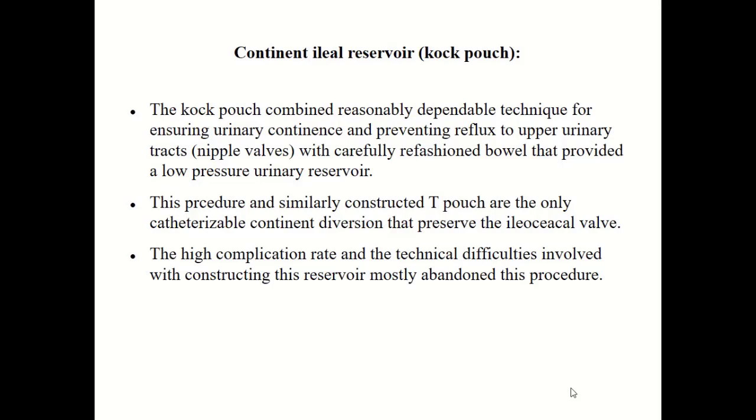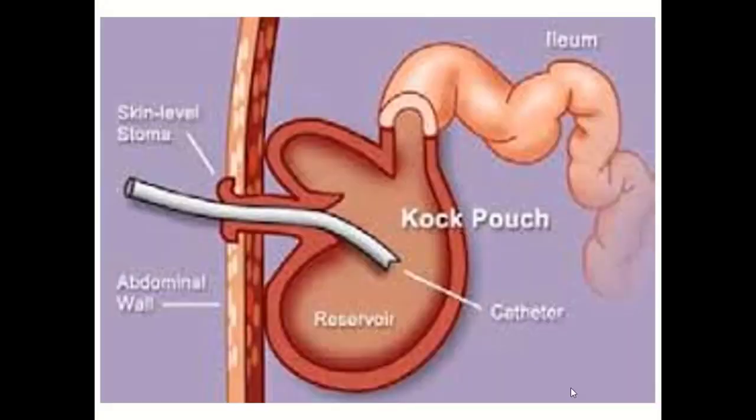The Kock pouch combined with a reasonably dependable technique for ensuring the urinary continence and preventing the reflux to the upper urinary tract. A nipple valve is used for preventing the reflux with a carefully refashioned bowel that provides a low pressure urinary reservoir. This procedure, similarly constructed to the T pouch, is the only catheterizable continent diversion that preserves the ileocecal valve. The high complication rate and the technical difficulties involved with constructing this reservoir have mostly led to this procedure being abandoned.